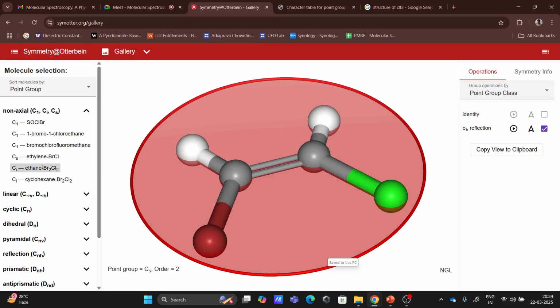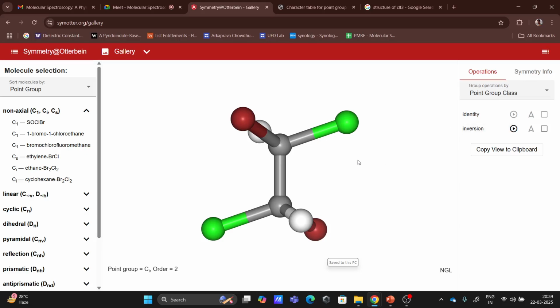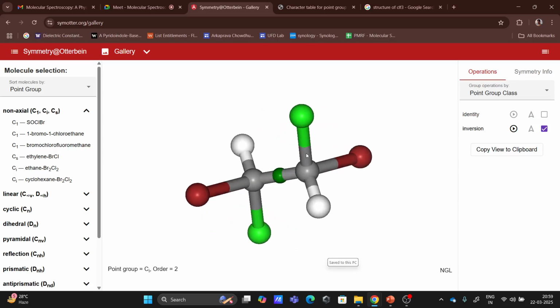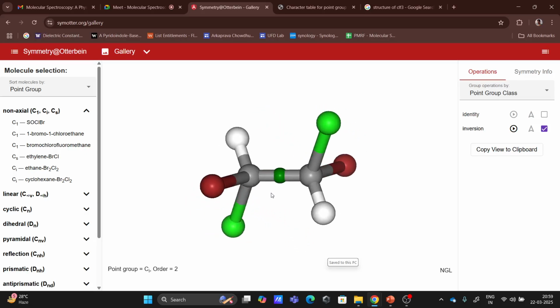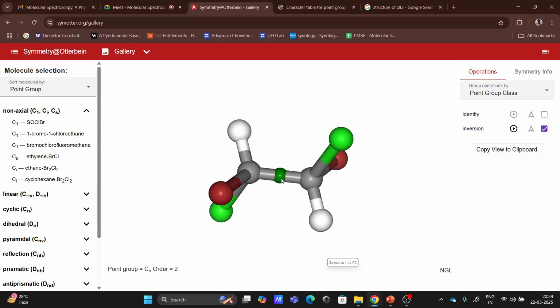Then Ci means obviously instead of sigma h, there is an inversion. Yes, the point of inversion is there, and that is along this.